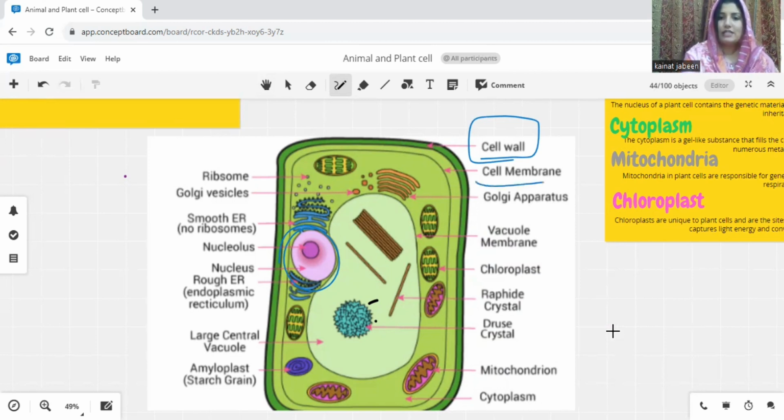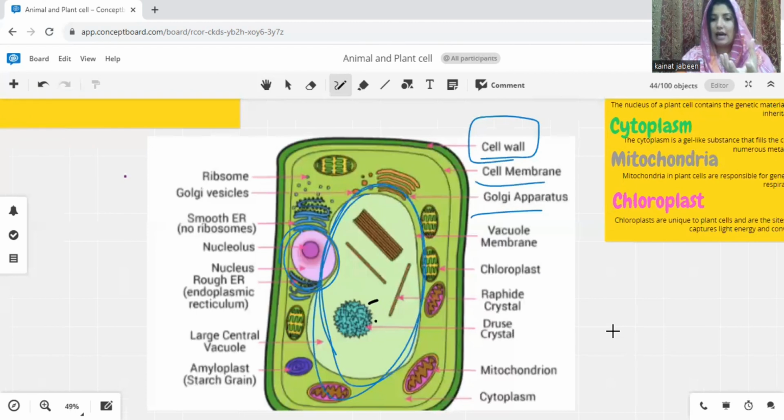Then after the cell wall is the cell membrane, and the Golgi apparatus is there. An important thing, a bigger vacuole is present in the center as I told you before. This vacuole contains the sap. Sap means water and nutrients. And one more important thing that is present in the plant cell is the chloroplasts. We all know that plants do the photosynthesis process. So how do they do photosynthesis? Due to this chloroplast.